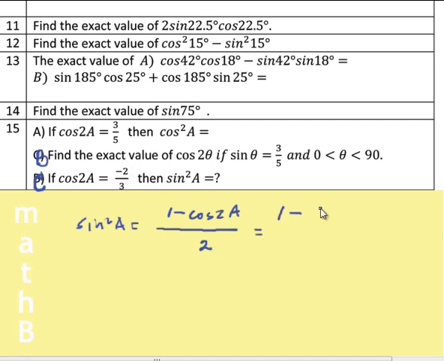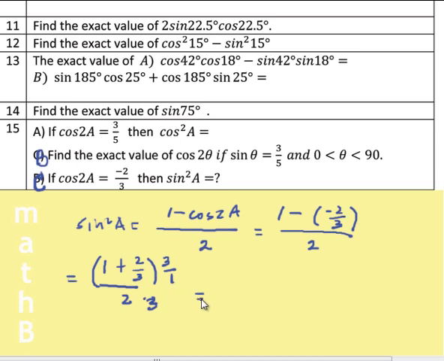So we have 1 subtract negative 2/3. We have this double negative going on here over 2. So that's 1 plus 2/3 over 2. And I'm going to multiply top and bottom by 3. In the numerator we have 3 plus 2, and 6 in the denominator, or 5 over 6. So that's sine squared. That's what we were asked for.